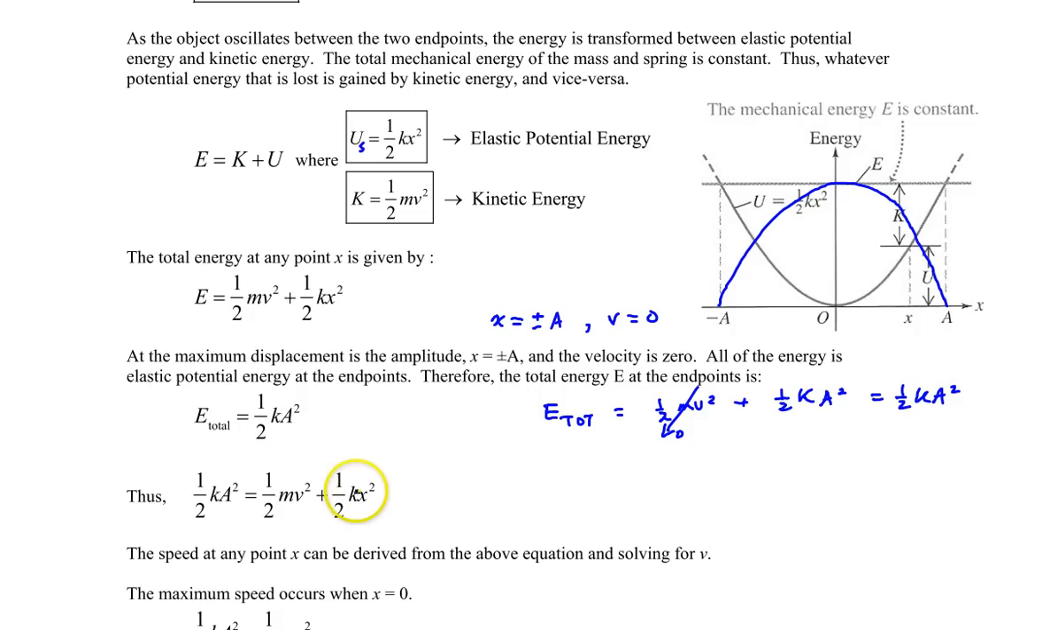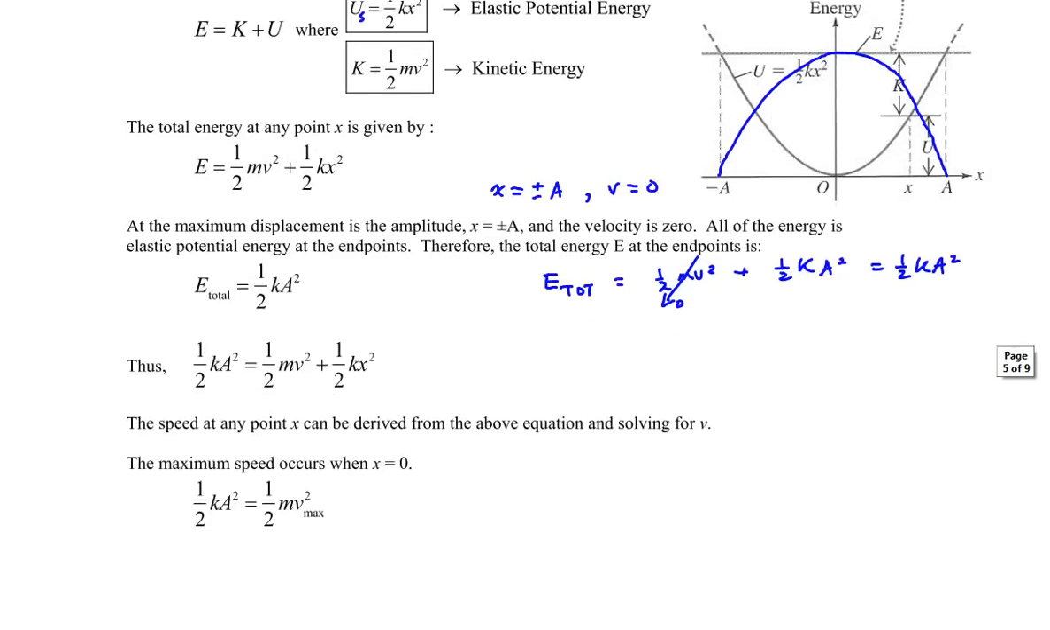So the sum of the kinetic and the potential energy at any position would be equal to the total energy, which is given by 1/2 kA squared. This is the equation you would use for a mass spring system that is oscillating horizontally. Now, if it was oscillating vertically, you'd have to add in also an mgh term.